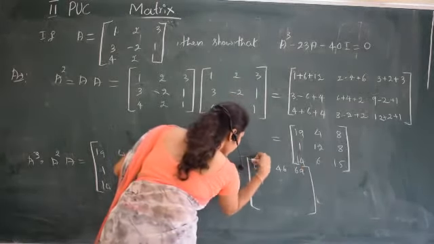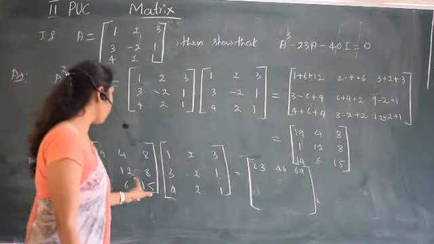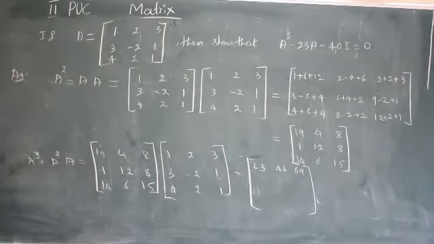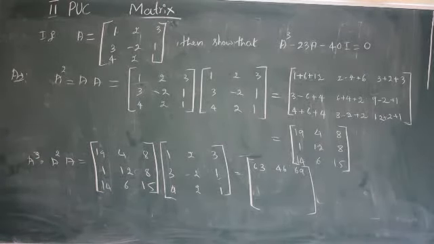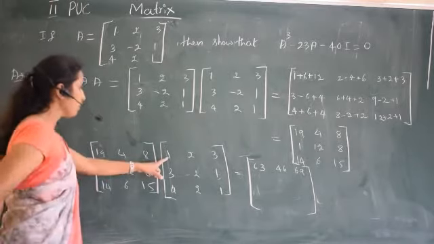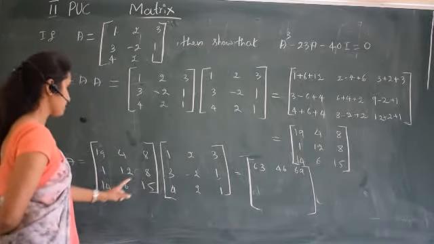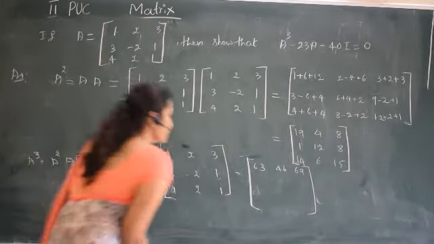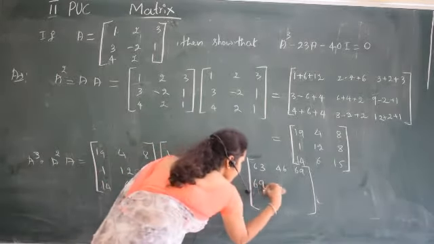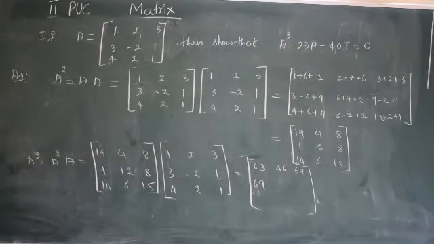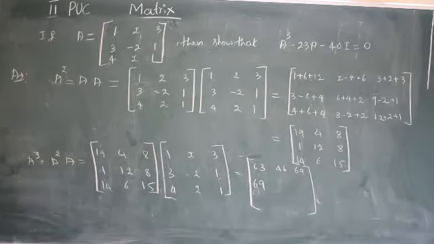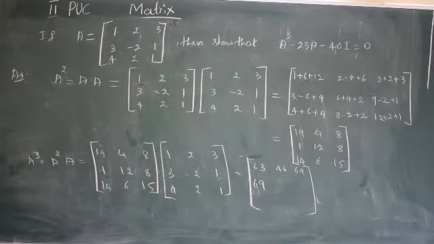So next one is the second row and first column. 1 into 1 is 1, plus 12 into 3 is 36, plus 8 into 4 is 32. So this will be 69 again. Next is second row and second column. 1 into 2 is 2. 12 into minus 2 is minus 24. And 8 into 2 is 16. So 2 minus 24 plus 16 is minus 6.